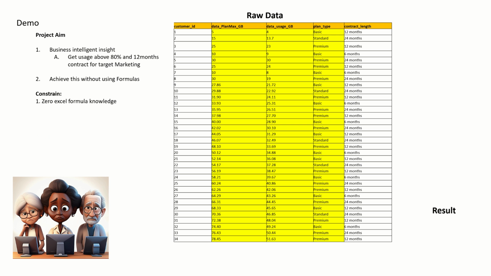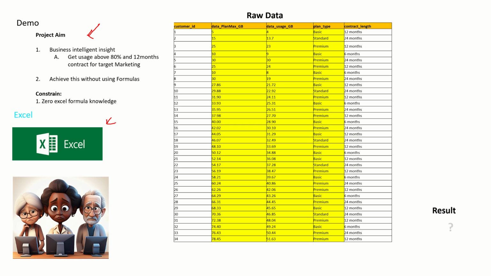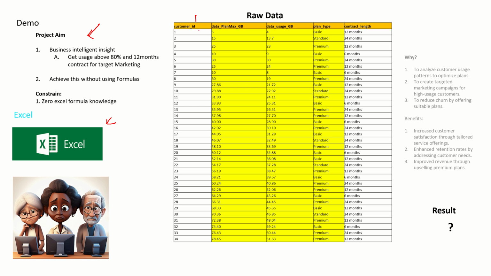Okay, so what do we have next? Just to recap, this is the project aim so we don't lose track, and they're using Excel, and that is their problem. This is the raw data. We have column 1, the customer ID, column 2, the max data allowed, column 3, what the customer has used, column 4, the contract type, and column 5, the contract length.